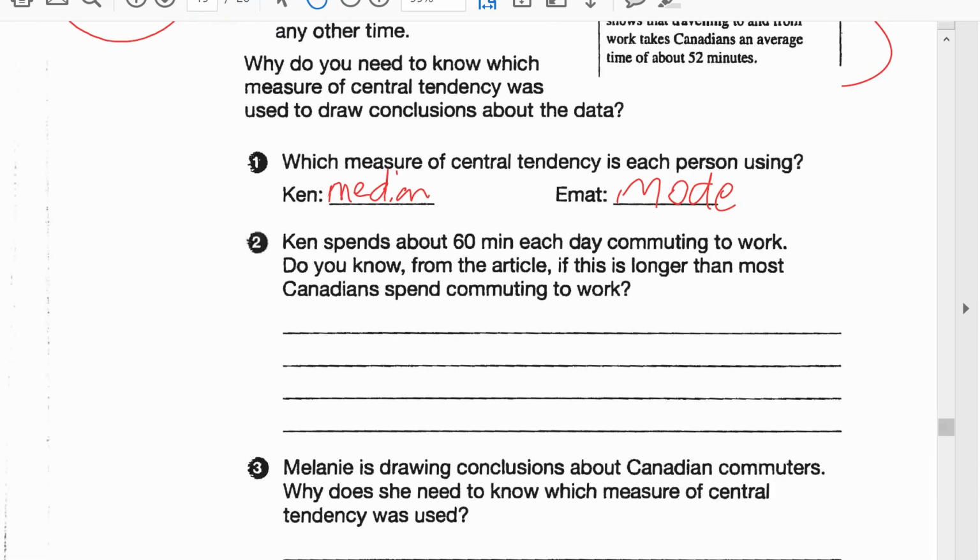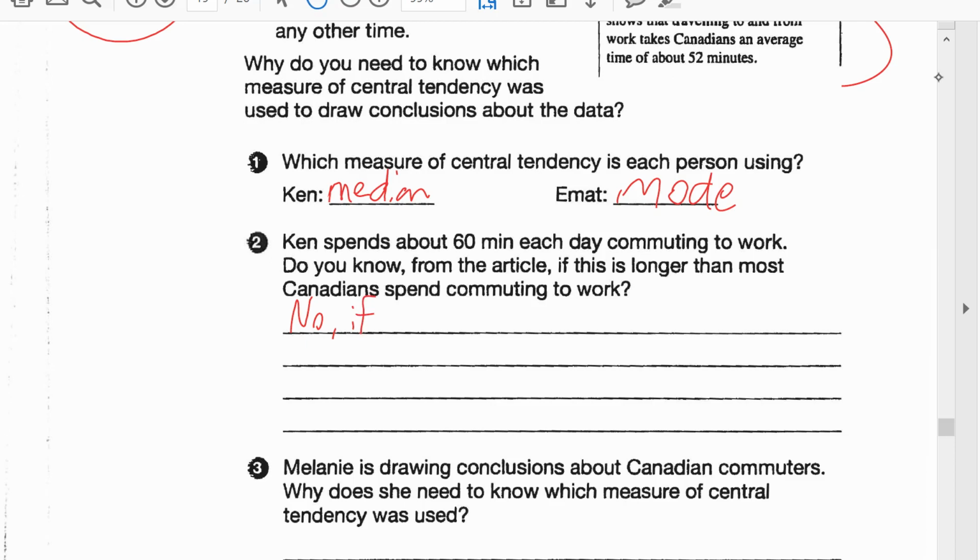Ken spends about 60 minutes each day commuting to work. Do you know from the article if this is longer than most Canadians spend commuting to work? No. If 52 minutes is the median, Ken spends longer than half. If 52 is the mode or the mean, you cannot compare.